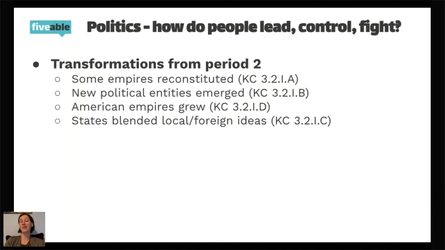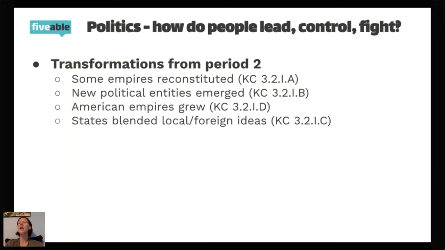And yes, the word that the College Board loves to use for time period 3 is intensify. There was more trade, there were more people trading, there were more regions involved, all of that. So the Swahili city-states are a place where the blend of local and foreign ideas was true.